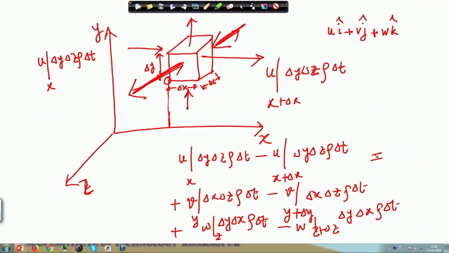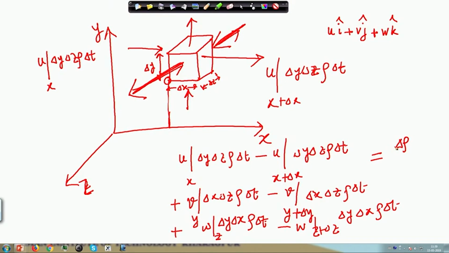And if you consider this to be compressible, then there would be a change in density, by the amount delta rho. So, let us say the change in density is delta rho. Delta rho has a unit of kg per meter cube, but on the left hand side, in minus out, these are all in kg.